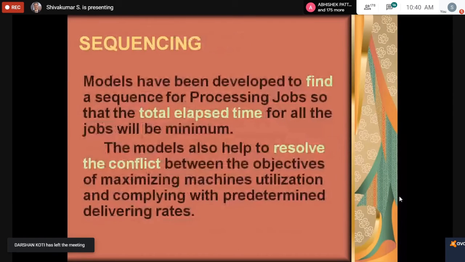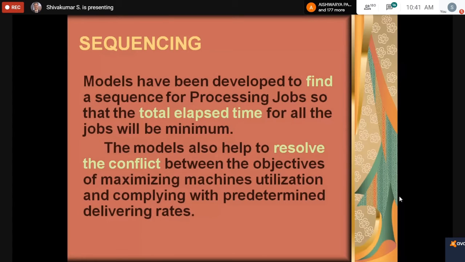Yeah, sequencing is one more area where OR comes in. The sequencing models have been developed to find a sequence for processing jobs so that the total elapsed time for all the jobs will be minimum. Typically, in a manufacturing scenario you have multiple machines, multiple jobs, and multiple workers waiting to serve and process. At that time you need to go for some sequencing.